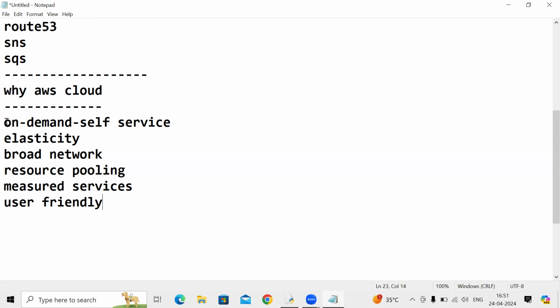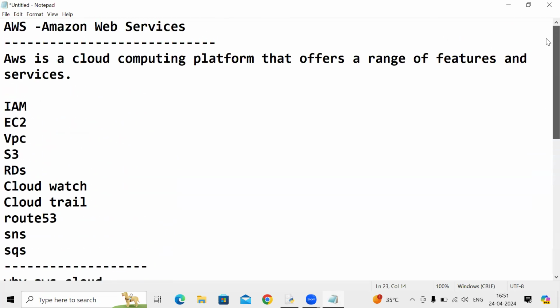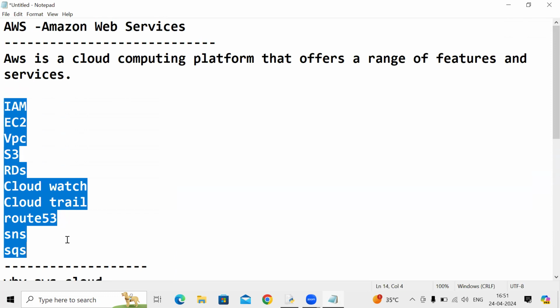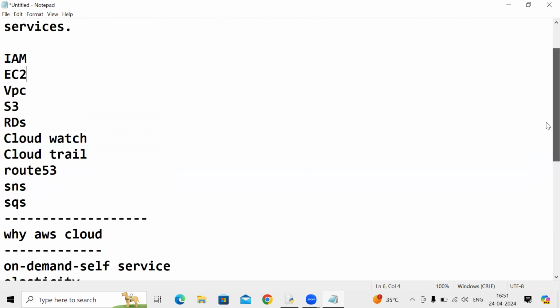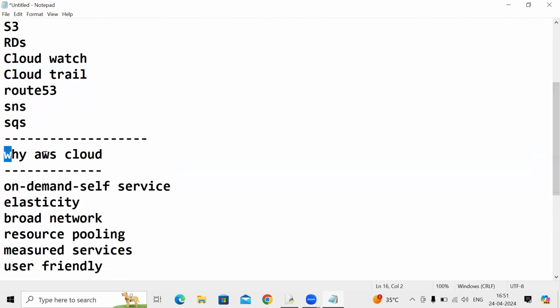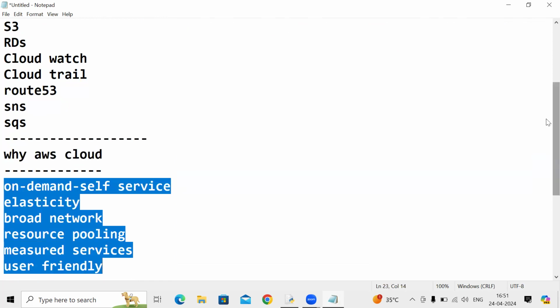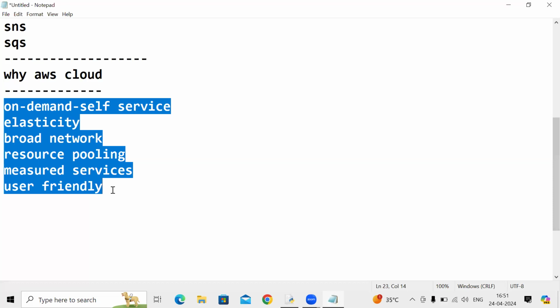This is about some of the advantages related to AWS, guys. I hope you know what AWS is and what services we have in AWS. Mostly we concentrated on these services, and these are some of the advantages of AWS.